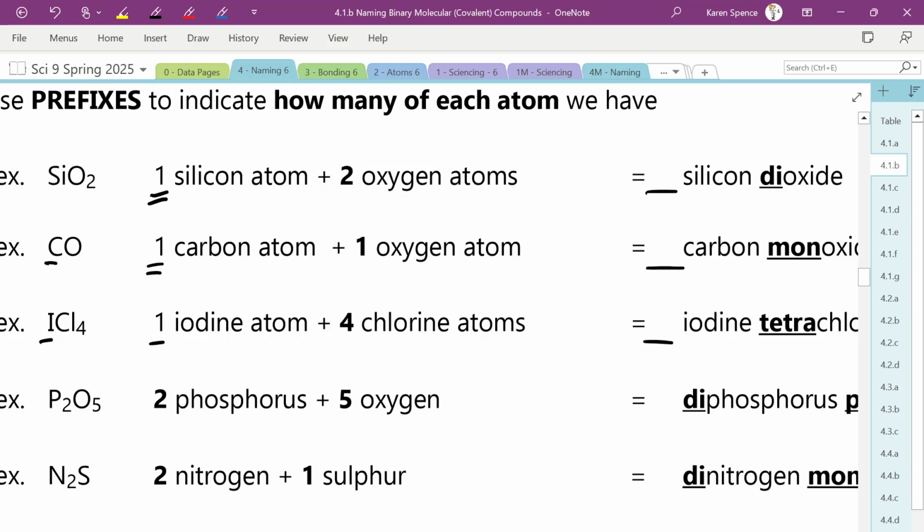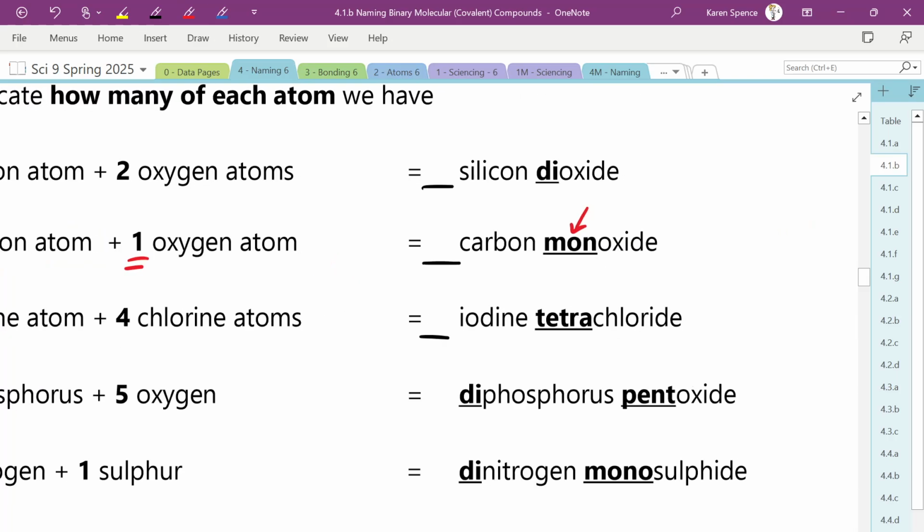But let's look at carbon dioxide here. We also have 1 oxygen atom, and that's our second atom. 1 oxygen atom. So we do write mono, but not monoxide. No.